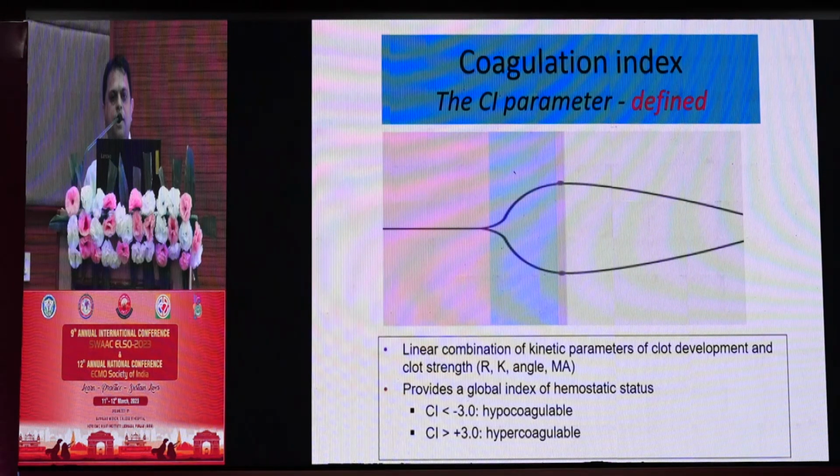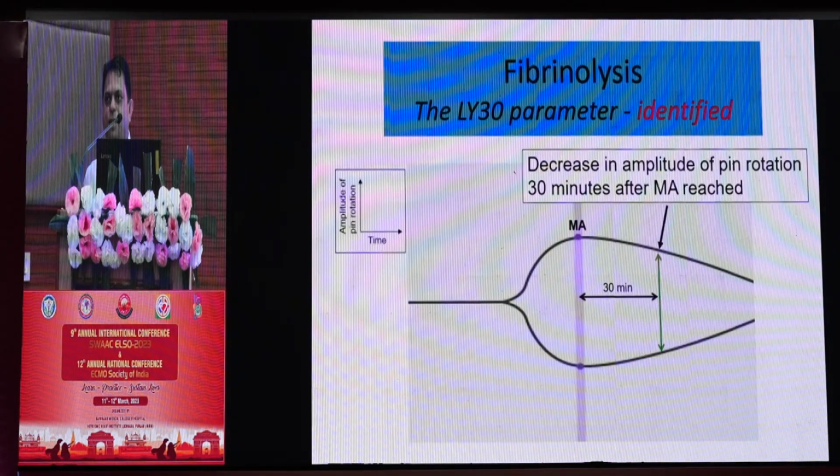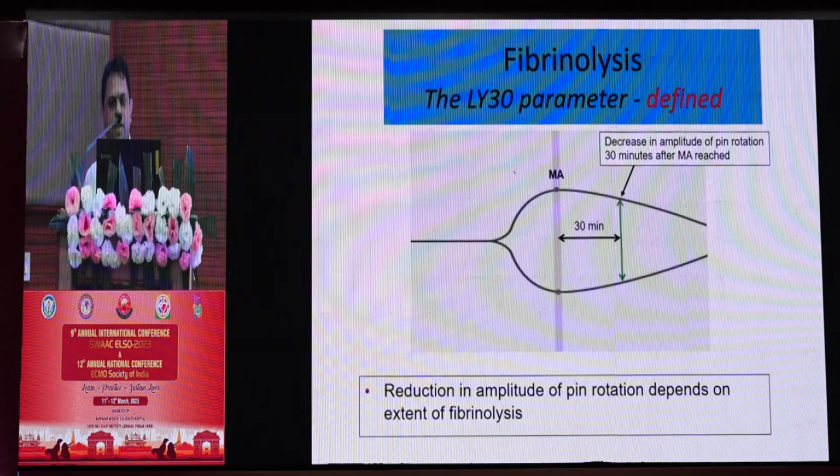hypercoagulable. And then you have a lysis time, which tells you when there's a clot lysis, when fibrinolysis is happening, or when there is some antifibrinolytic agent. So this is the cosmic balance of what we understand as creator, preserver, and destroyer. So that is how you understand the whole coagulation cascade.